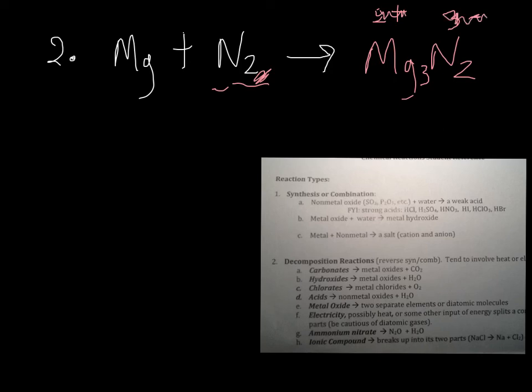So now we have to balance the final equation, and I'm just going to look. I have 1 Mg and 3 Mgs, and I have 2 Ns and 2 Ns. My Ns are balanced, so I just need a 3 in front, and then that one's balanced.